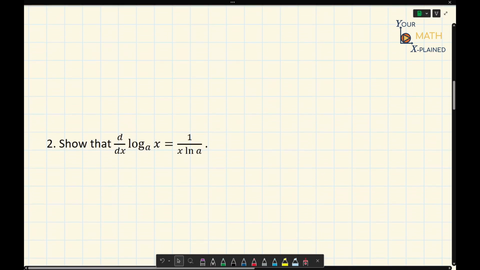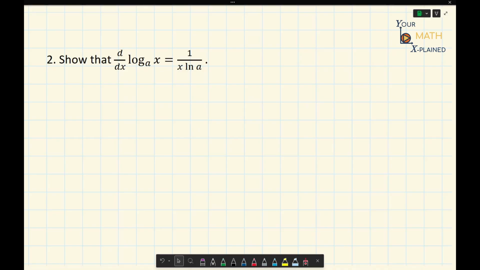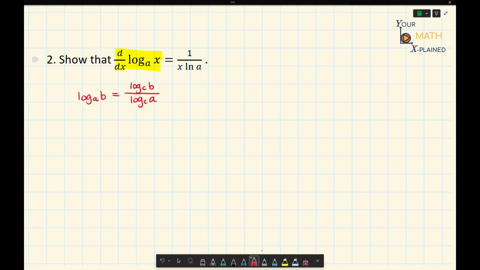Now, we've been working with natural logs when it comes to derivatives, but logs aren't always written as natural log. We know that there are multiple bases possible when it comes to logarithms. So how do we tackle these other different bases? Here, we want to show that the derivative of log base a of x is equal to 1 over x ln of a. To show this, we're going to go back to our log laws and pull out our change of base rule. And the change of base rule says that if we have log base a of b, this is equal to log base c of b over log base c of a, where c could be any number.